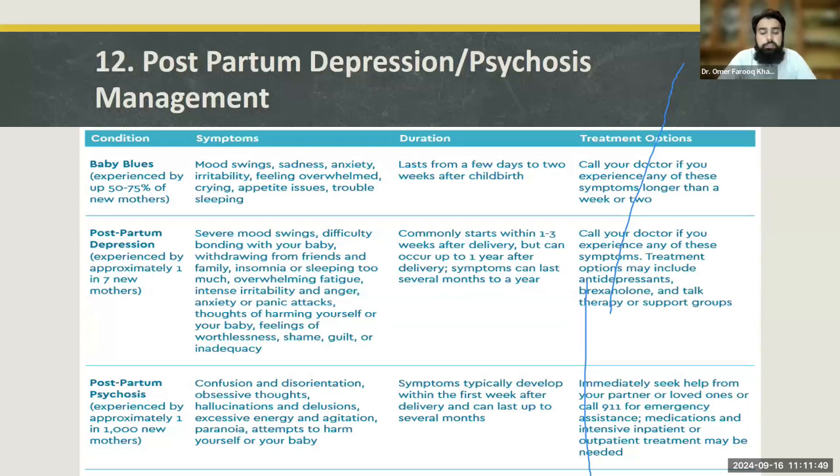Symptoms typically develop within the first week after delivery and can last up to several months. Immediately seek help from your partner or loved ones and call emergency helplines of your country. In the United States, you call 911, but in other countries, whatever helplines are there. Medications and intensive inpatient or outpatient treatment may be needed by such patients.